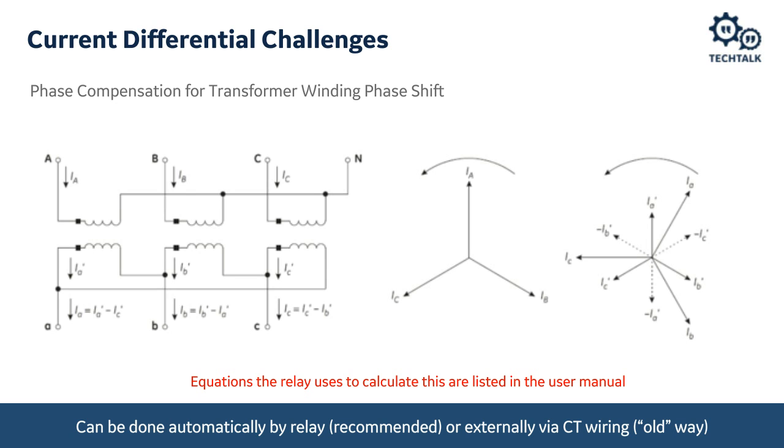The only thing that you would need to do is make sure that your winding configurations are properly identified in the settings and that you've set whether you've done compensation externally or if the relay should do it automatically. In our user manuals, we do list a table of what phase compensation formulas we use according to what the phase shift is, in case you do need to do any calculations by hand.